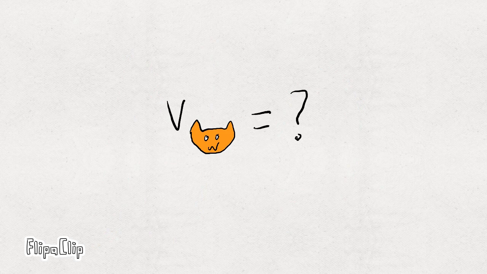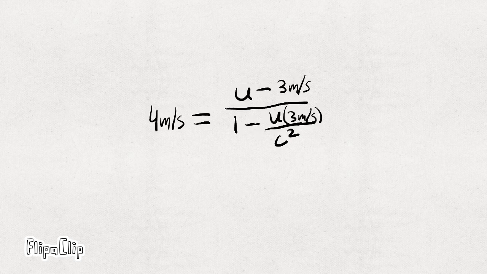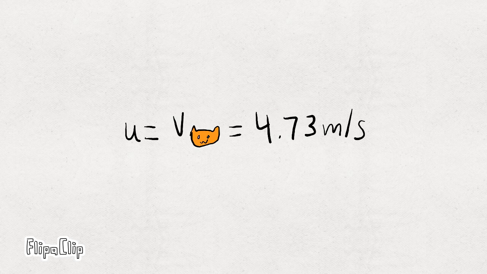So what speed is the orange cat going relative to me? We would use the equation u equals v plus u prime divided by 1 plus vu prime divided by c squared. This brings the speed of the orange cat to about 4.73 meters per second.